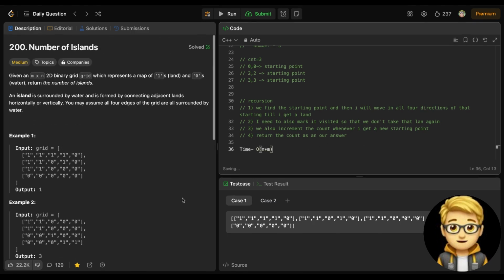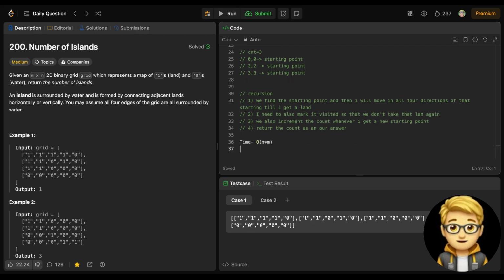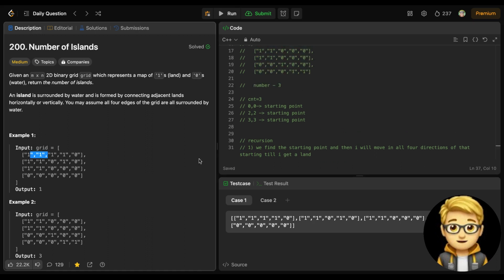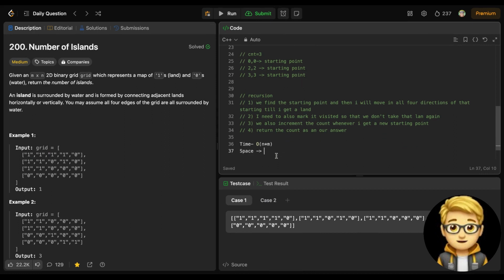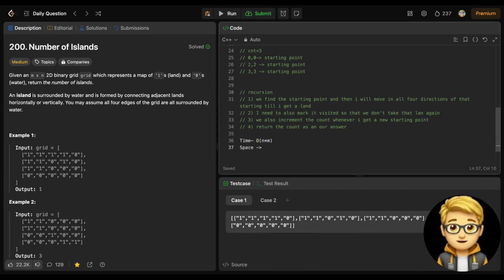N is the length of the grid, and m is the width of the grid, right? So time will be O of n times m. And for space, if you take an extra visited array to mark cells visited, we need O of n times m. But I will change this grid ij to another element other than 0 or 1, so that it gets marked visited and we don't need anything extra. So that will be O of 1.